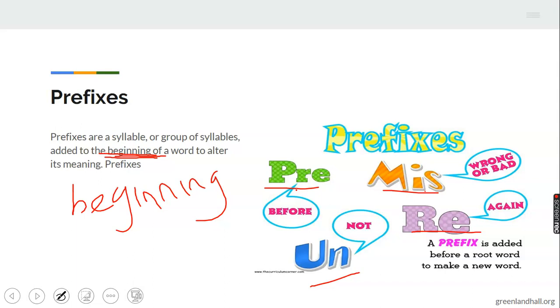Unallowed. Now we have wrong, miss. Miss means wrong or bad. Mismanagement. Then we have re. Re means to do it again. Reapply. And so on and so forth.